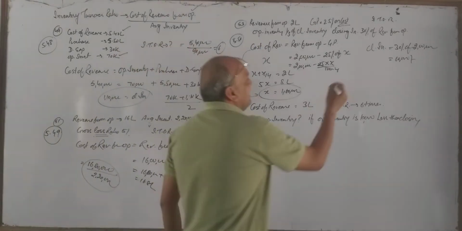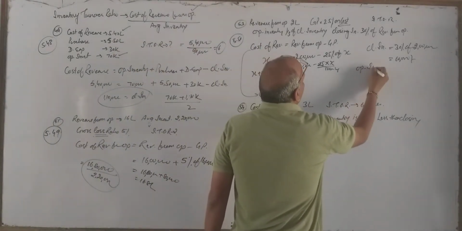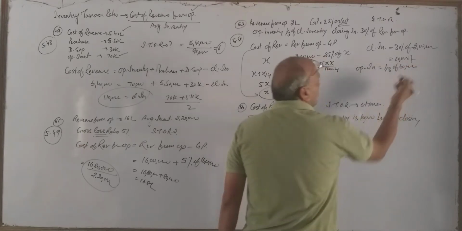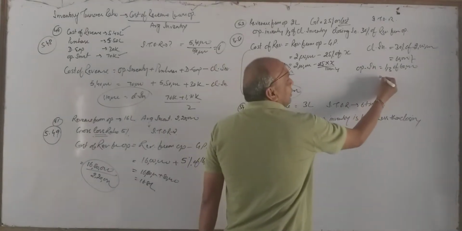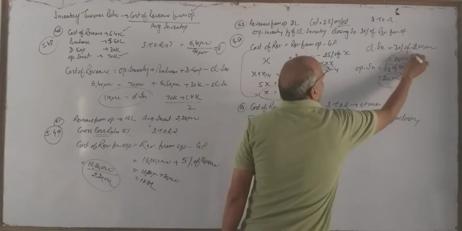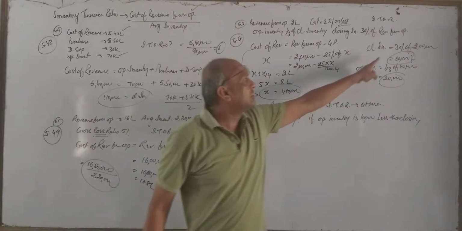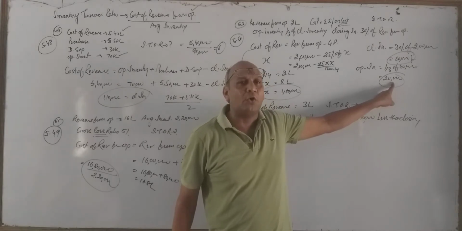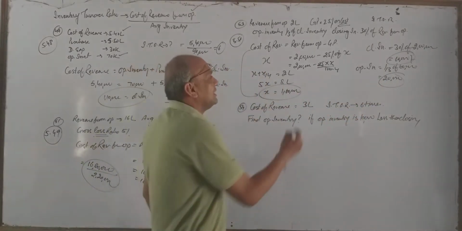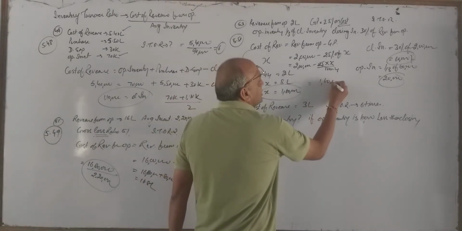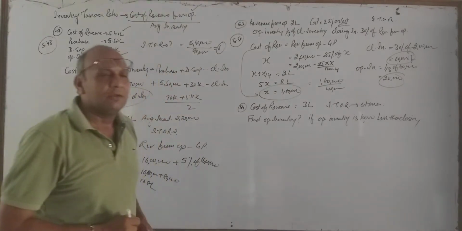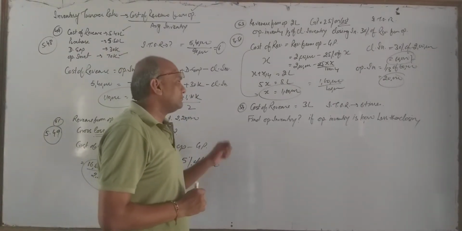Now opening inventory is how much? Opening inventory is 1/3 of closing. 1/3 of 60,000. So it comes how much, my dear friends? 20,000 rupees. Now opening and closing inventory both are given. 60 plus 20 divided by 2, 40,000, and cost of revenue is 160. So 160 upon 40, so it comes 4 times. I think now it is clear.